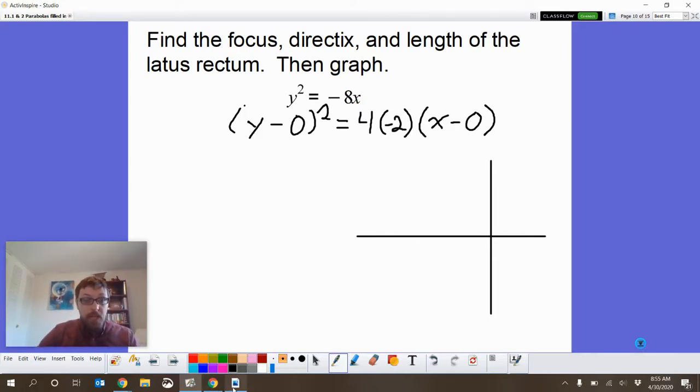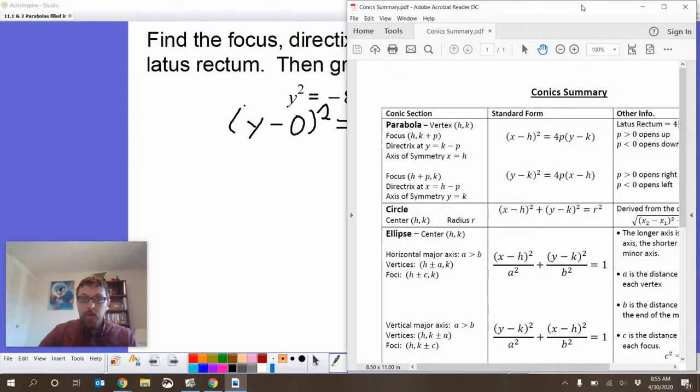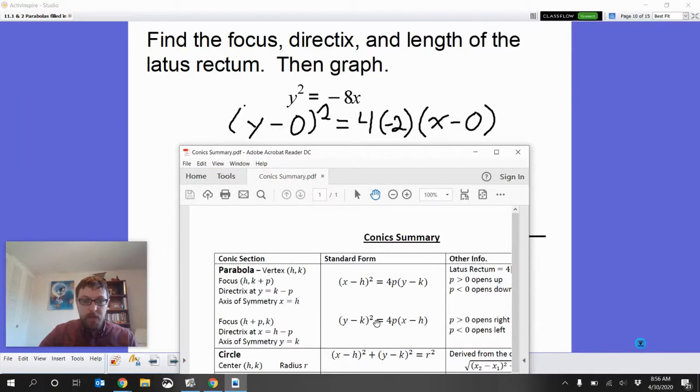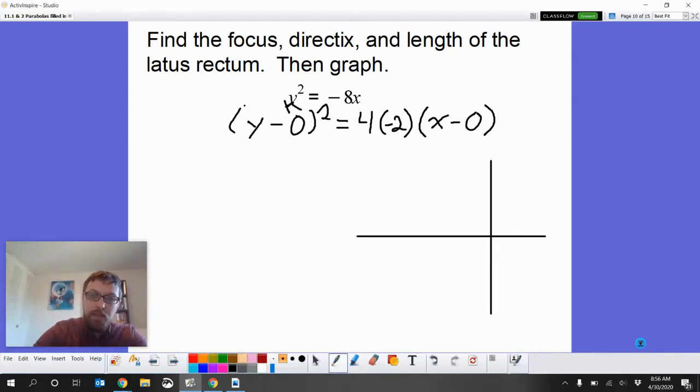So now this equation matches what's going on with our conic summary page. We can see y minus k equals 4 p x minus h. So that's all lined up. I can easily see what my h, my p, and my k are. So here is k, here is h, and here is p. I couldn't see that before.